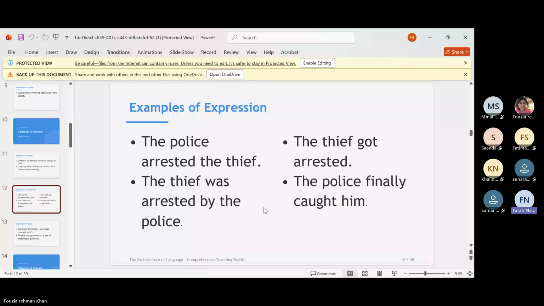And the police finally caught him: here the police actually is again the focus in the sentence. "Caught him" means they have done the action. The focus here is on the action, not on the thief. That's nice. Anyone else?